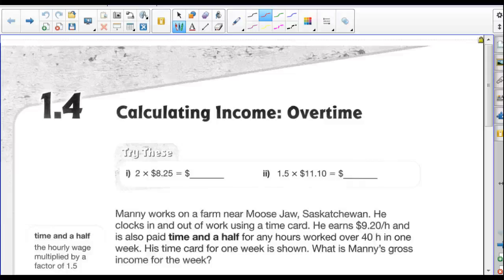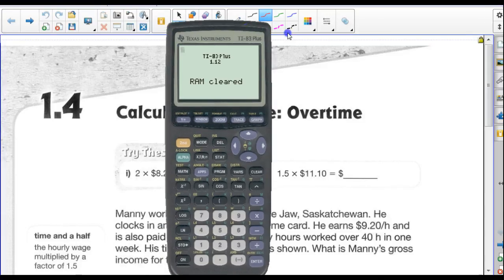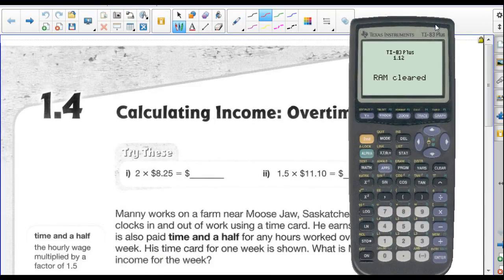Okay, this is 1.4, calculating income overtime. First, we're going to do a little bit of practice with the math here. Just try this. Take your calculator, do 2 times 8.25. 2 times 8.25 equals 16.5. Okay?